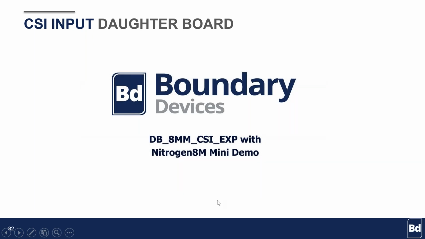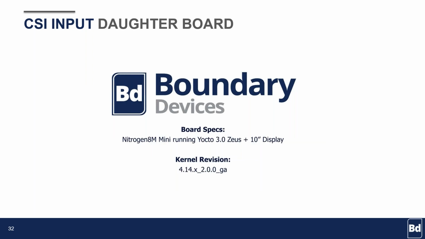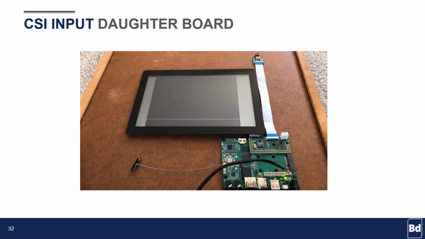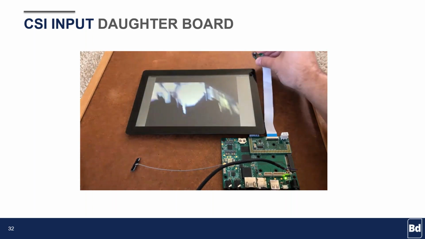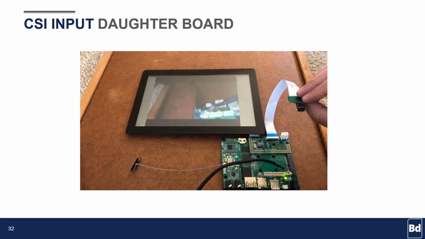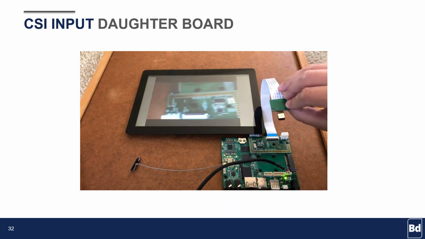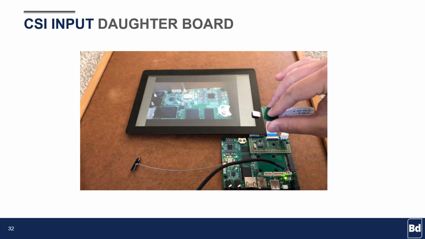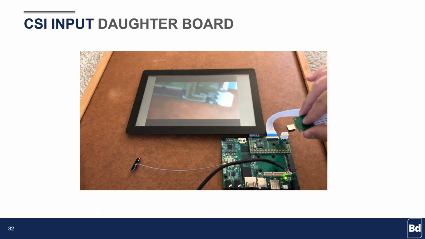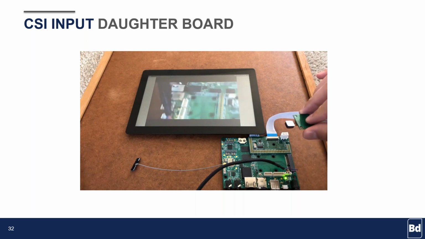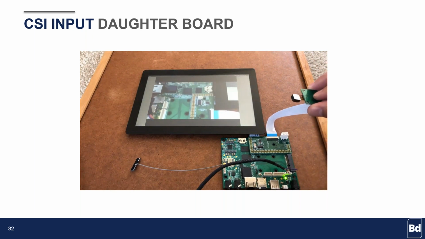So here is the video. It is going to show you the Nitrogen8M Mini with that OmniVision camera running Yocto Zeus with the 4.14 kernel. Here the user space application is a simple GStreamer pipeline that shows the stream received from the camera. Here the stream is 720p at 30 FPS.